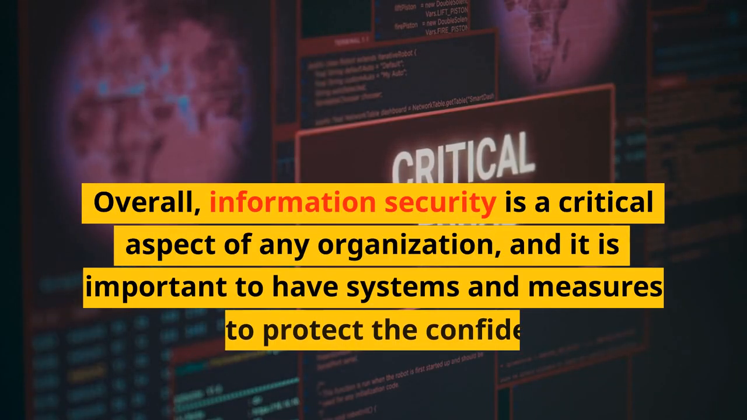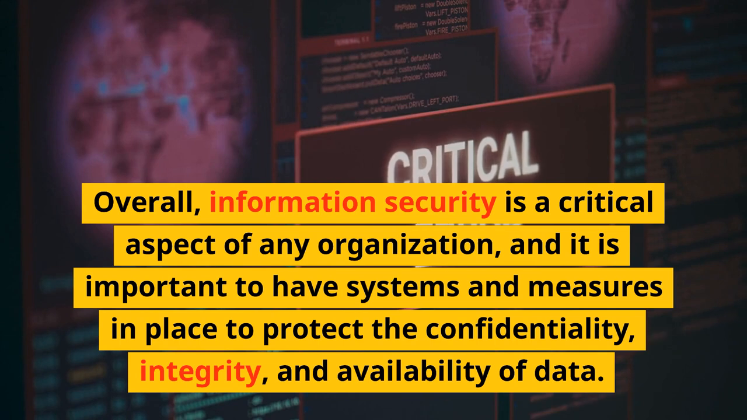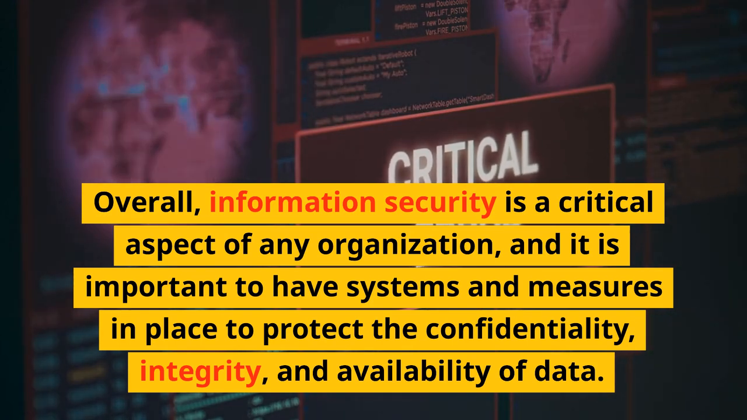Overall, information security is a critical aspect of any organization, and it is important to have systems and measures in place to protect the confidentiality, integrity, and availability of data.